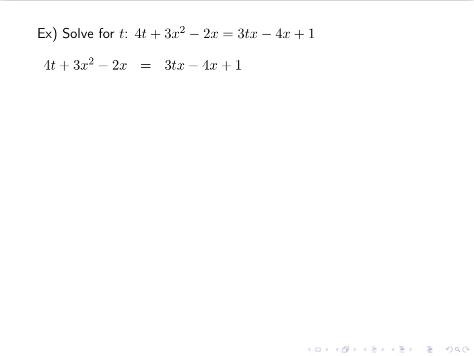So we start with our equation, and then I'm going to take everything on the left that doesn't have a t and get rid of it. So I'm going to subtract the 3x squared, I'm going to add the 2x to both sides.